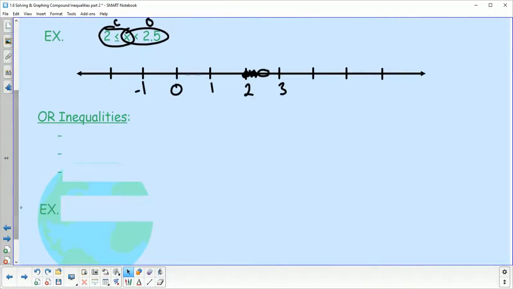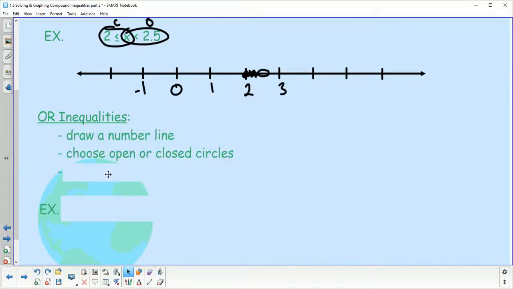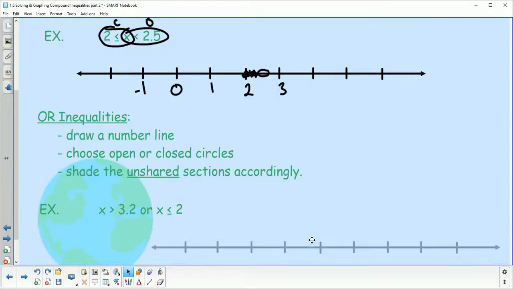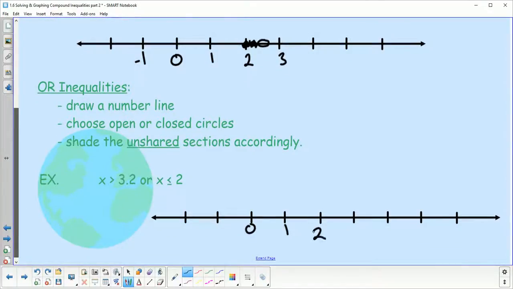Okay, or inequality, then same basic idea, draw a number line. We're going to choose open or closed circle still, but now we're going to shade the unshared sections because they point away from each other. So again, let's start by drawing our number line. And I'm going to put 0 here, and then 1. Scroll down a little bit, 2, 3, and 4. I can put -1 if I want, but don't really need to.